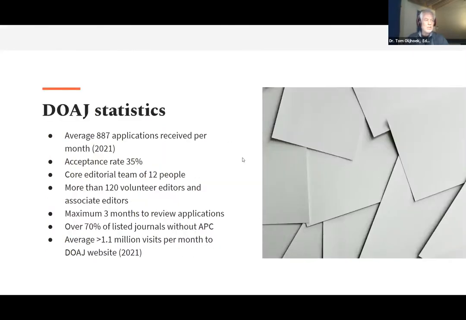So what is our success? I mean, we have about 900 applications for journals to be indexed in the DOAJ every month. We have an acceptance rate of 35%, but it varies per country, of course. We have a core team of 12 people paid for, and we have 120 volunteer editors who are just volunteers and not paid. But we rely on those volunteers very much. We have set ourselves the goal of a 3 month period to review applications on the average. And it has been worse. It has been between 6 and 9 months at times.